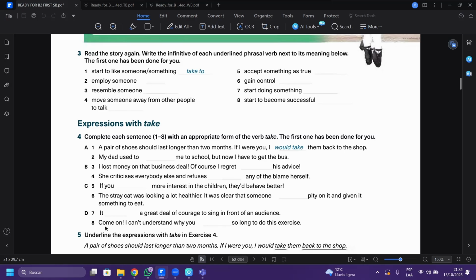Okay. Number 8. Come on, I can understand why you so long to do this exercise. Take a lot. Why long you to do took this. Only took so long, it could be, right?